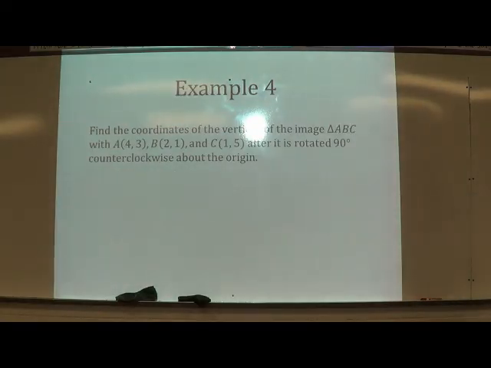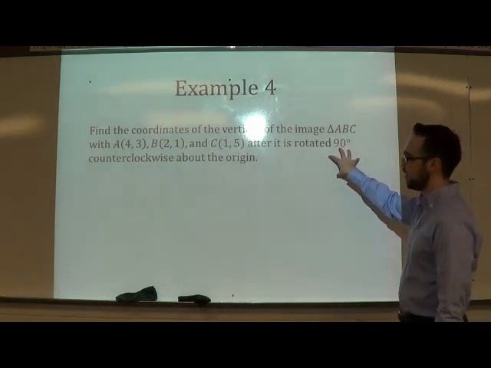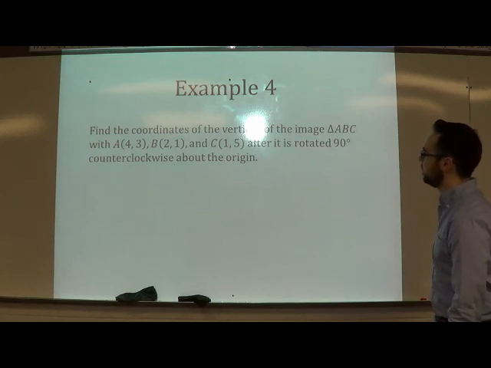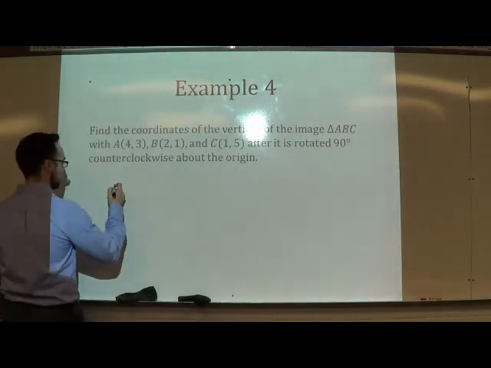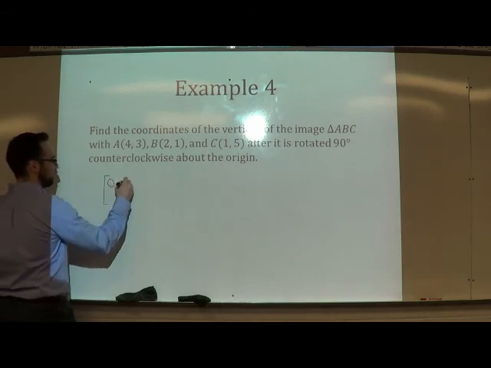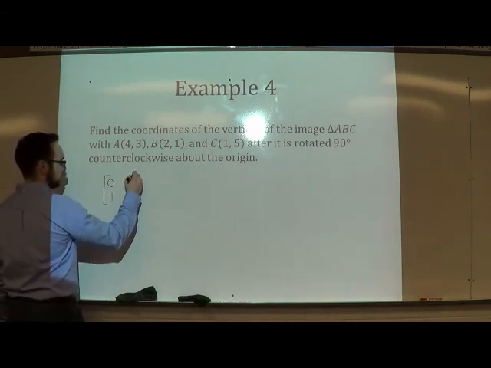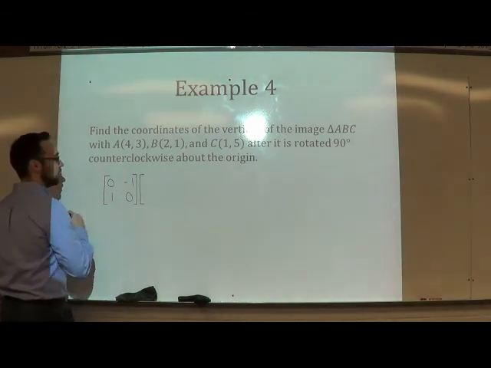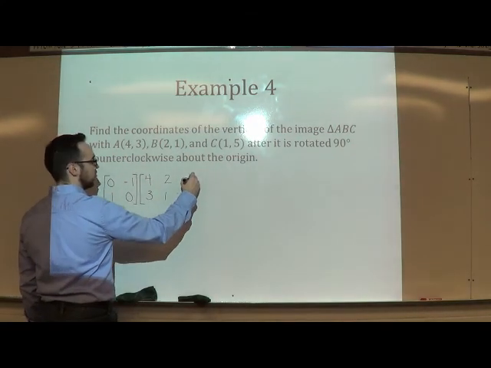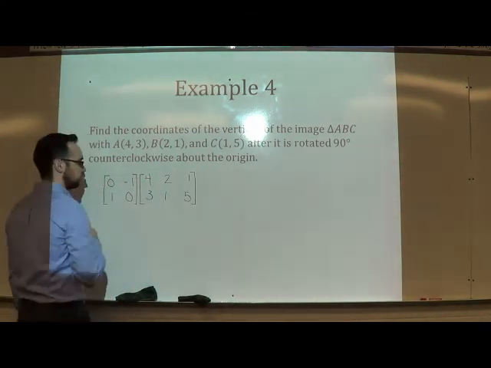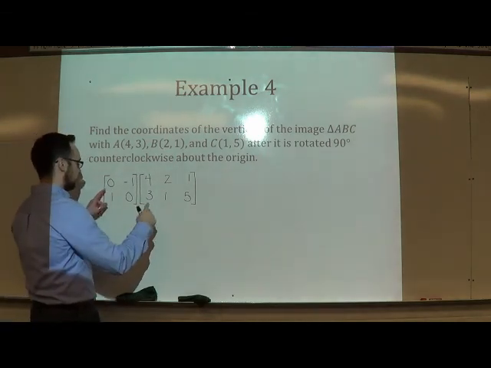Example number 4 here, we are rotating this 90 degrees counterclockwise about the origin. All of these are counterclockwise, so you are moving counterclockwise, and we're doing 90 degrees. So we're using that first one of 0, negative 1, 1, and 0. I'm going to write that one out first, again on the left-hand side, so we have 0, negative 1, 1, and 0. And then we'll write out our vertex matrix: 4, 3, 2, 1, and 1, 5. Let's go ahead and multiply.